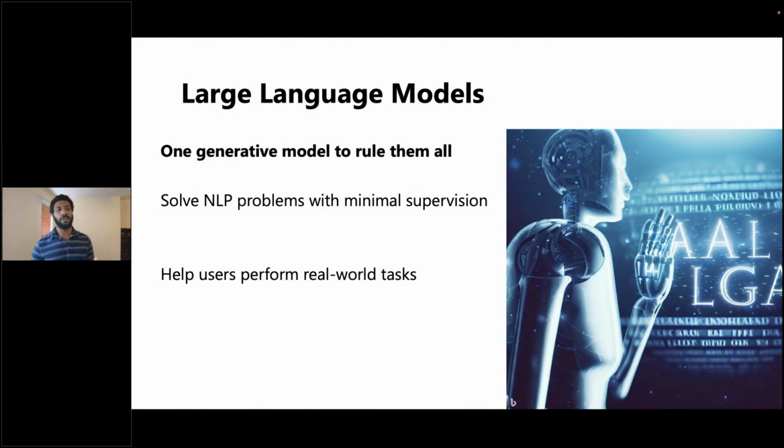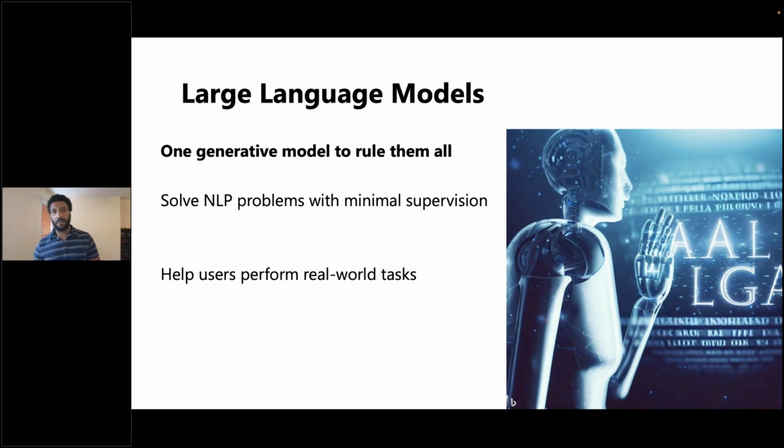They can help users perform real-world tasks when they are further aligned with human feedback, and this allows users to engage with these models using dialogue. The models can answer questions, help users write emails, help students do their homework. They can help programmers write code.